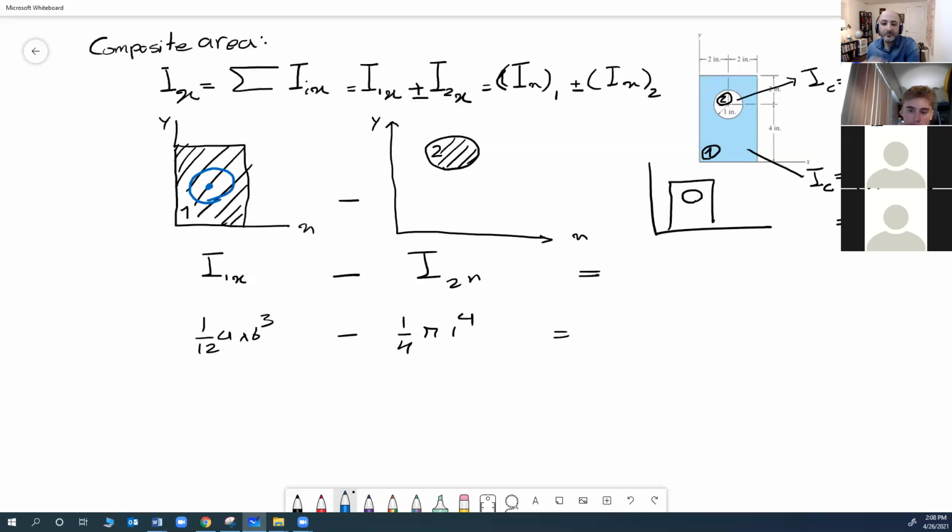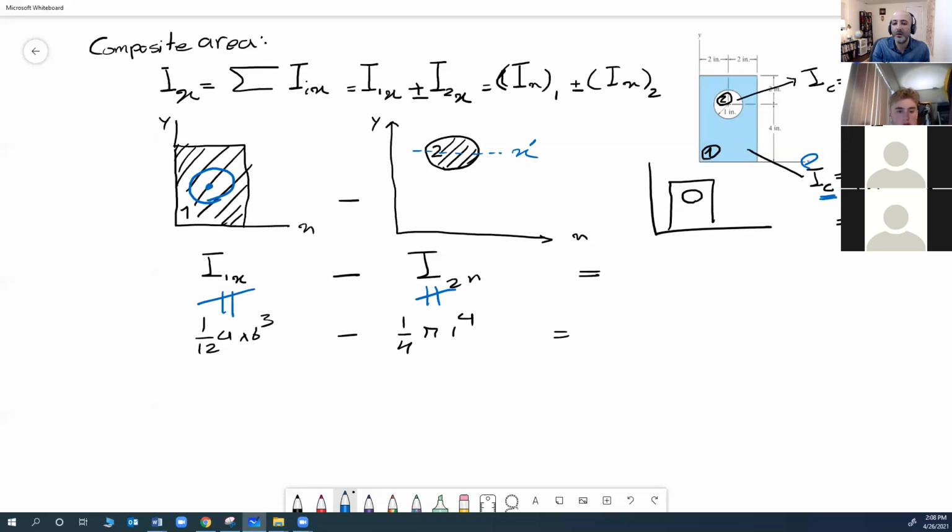Our x-axis doesn't go through the centroid. Okay, see, that's important. So this one is I about the centroid of this, it is not I about this x. So this is not the same. Same thing with this one. This I that I just calculated is about this x, not about the x that I'm looking for.